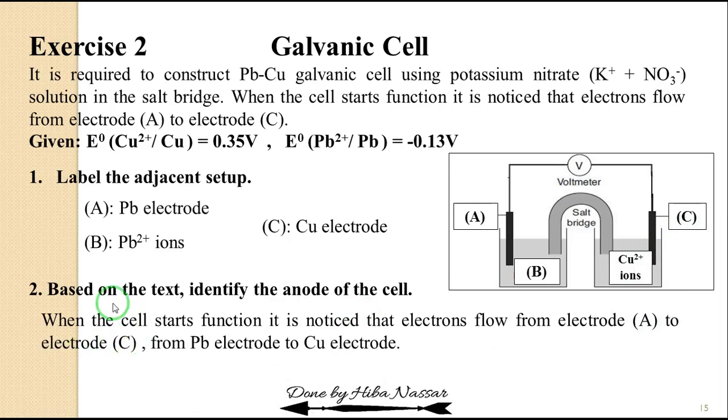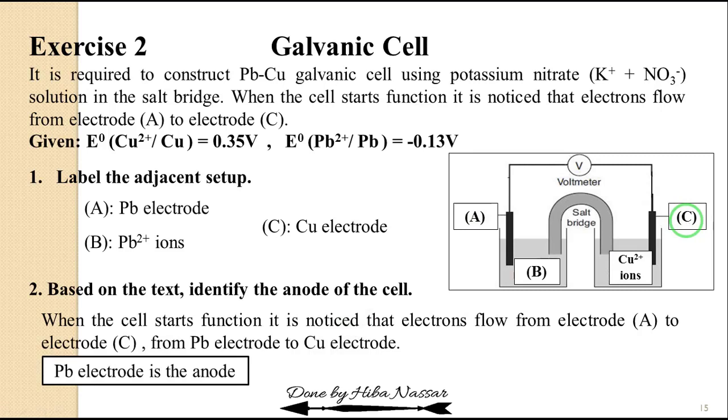Now question number 2, based on the text, identify the anode of the cell. When the cell starts to function, it is noticed that the electrons flow from electrode A to electrode C, so from the lead electrode to the copper electrode, the Cu electrode.